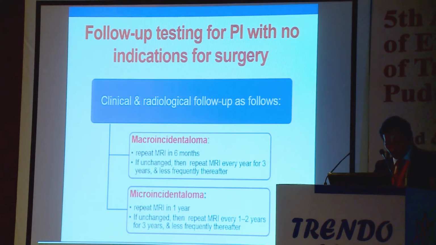And when it comes to microincidentaloma, we are advised to repeat the MRI at 1 year, and if it remains unchanged, we can repeat it every 1 or 2 years for 3 years and less frequently thereafter.